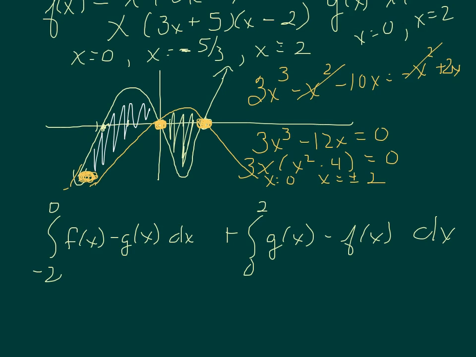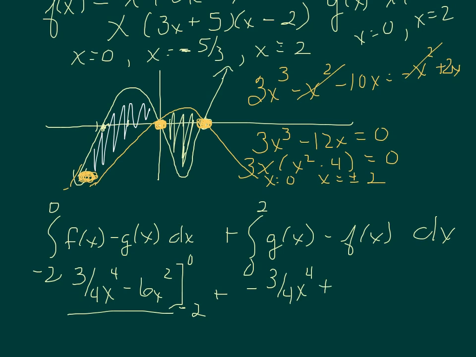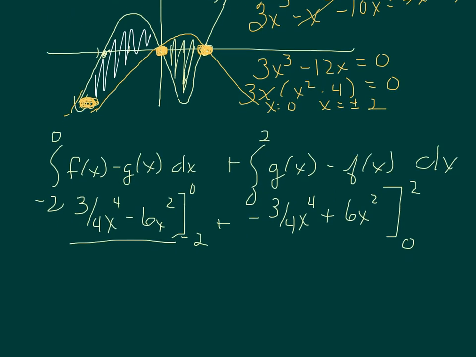We get for our function here, what's your function? Three x cubed minus 12x. Once you integrate, 3/4 x to the fourth minus 6x squared, evaluated from negative 2 to 0, and then plus negative 3/4 x to the fourth plus 6x squared evaluated at 0 and 2. Agreed. All right. Where did you put 6?